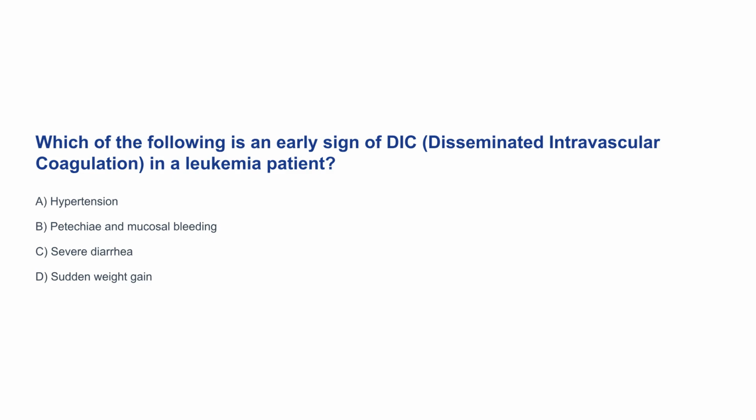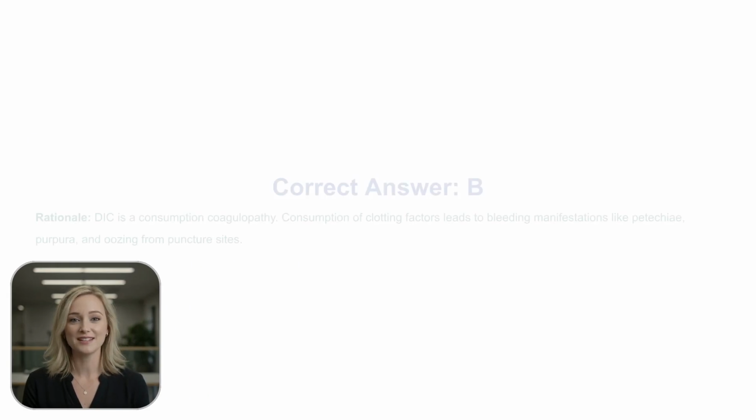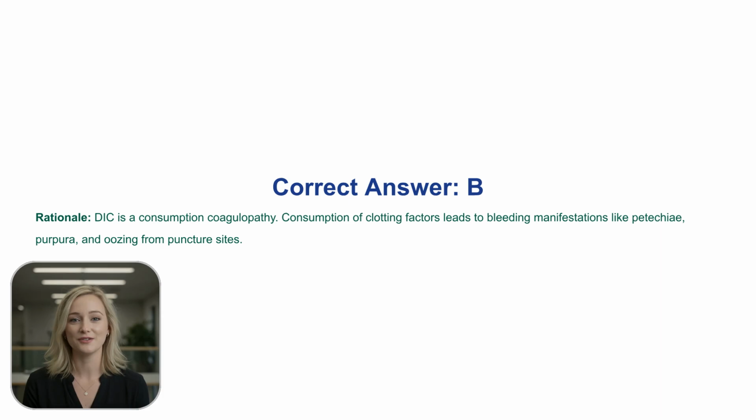Which of the following is an early sign of DIC, or disseminated intravascular coagulation, in a leukemia patient? The correct answer is B. Petechiae and mucosal bleeding. DIC involves the consumption of clotting factors, leading to manifestations of bleeding, like petechiae and purpura.